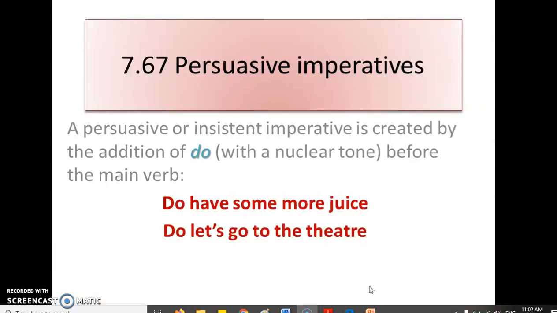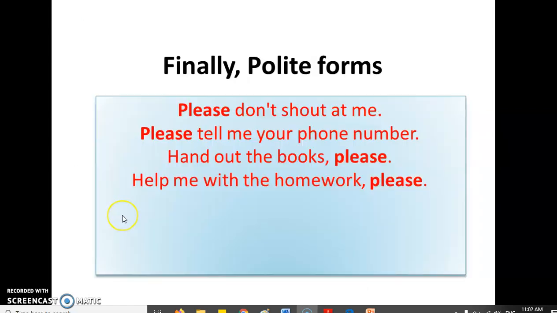And here we have another type of command, persuasive imperatives. A persuasive or insistent imperative is created by the addition of "do" with a nuclear tone before the main verb. "Do have some more juice." "Do let's go to the theater." So here, this is a kind of persuasive imperative.